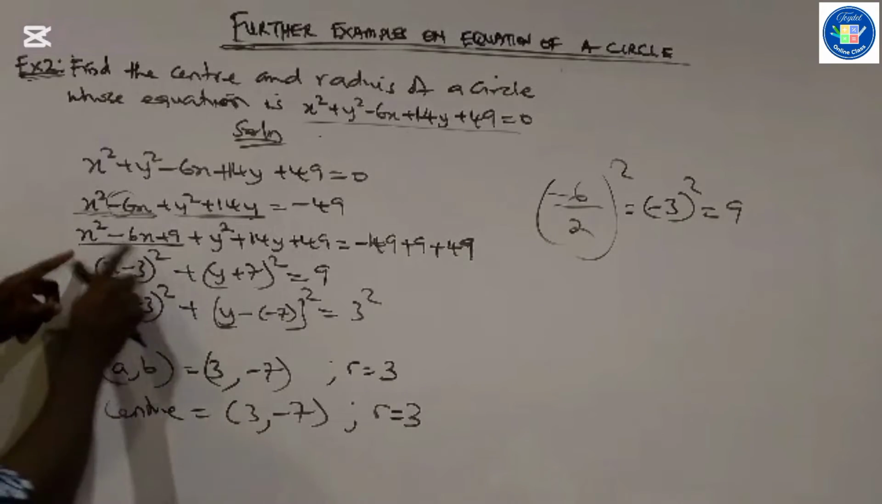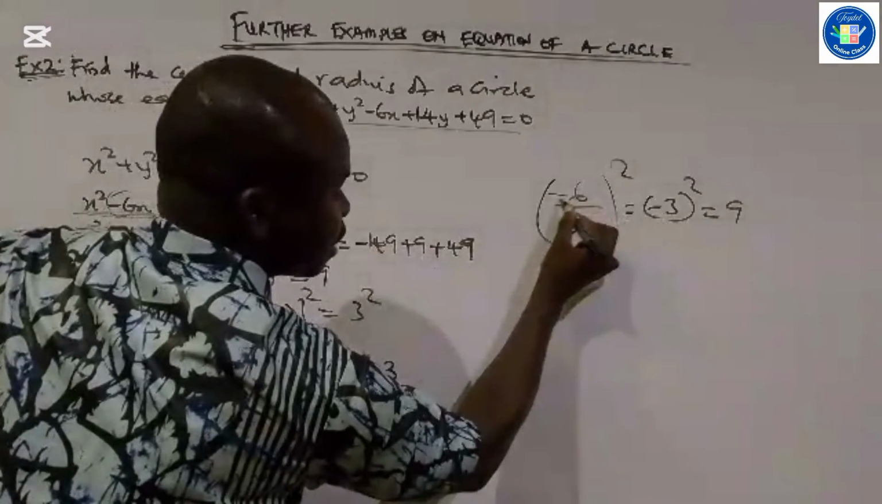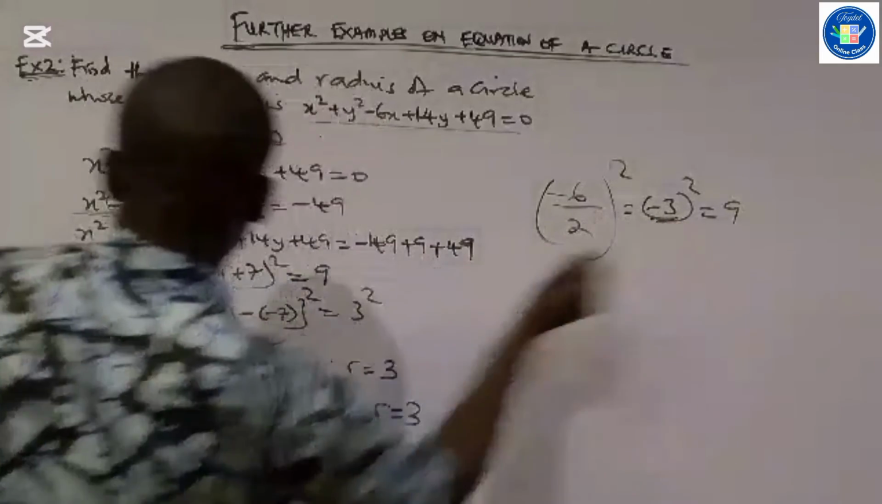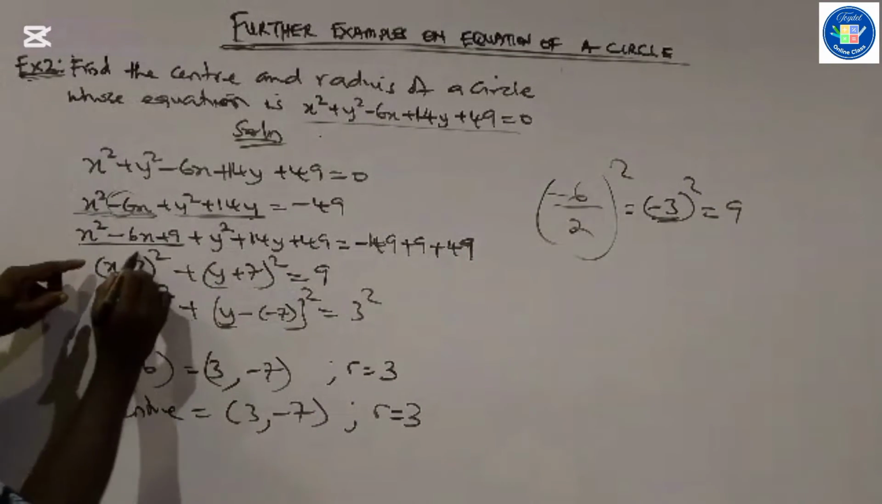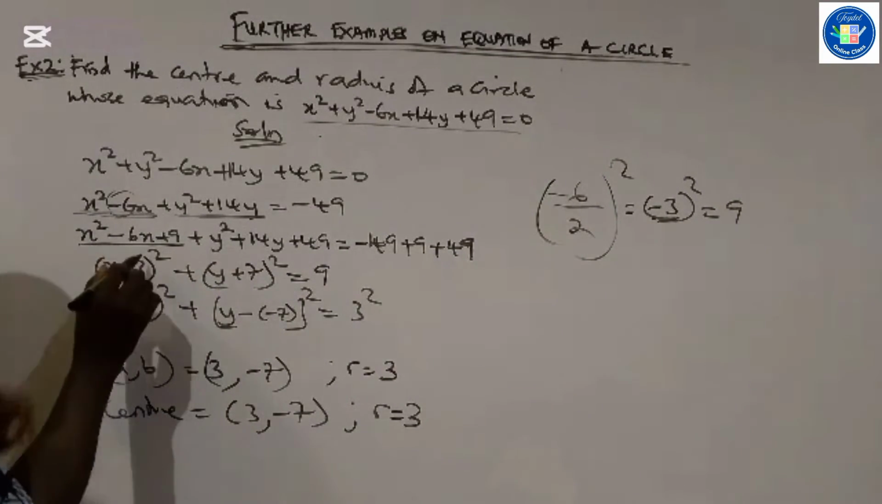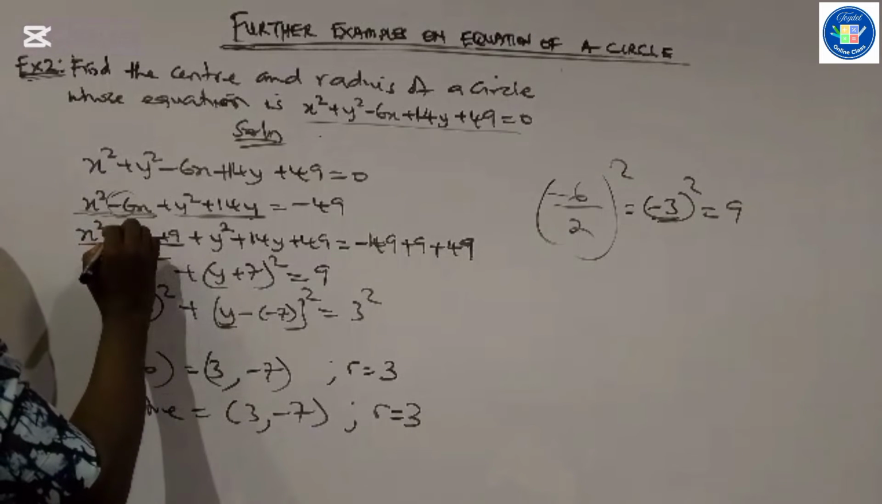Because when you divide minus 6 by 2, we got minus 3. So if you now pick x and minus 3 and combine them together, by the time you expand this, you are going to get this.